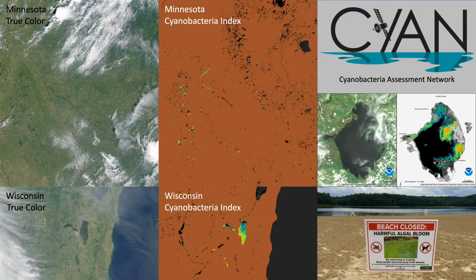The Cyanobacteria Index image shows land in brown, and then you can see all the rainbow colors sprinkled around the image. And those are actual lakes that have cyanobacteria in them. It's super cool. That satellite product really makes the data jump out, especially when you compare it to the true color images.